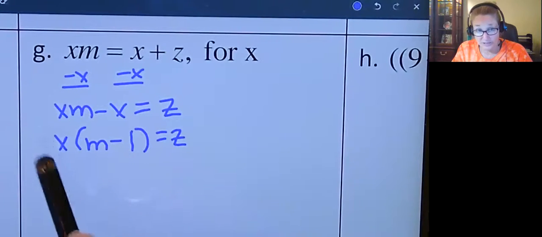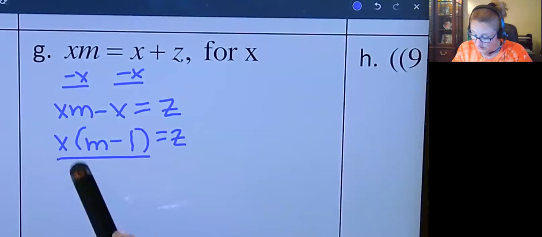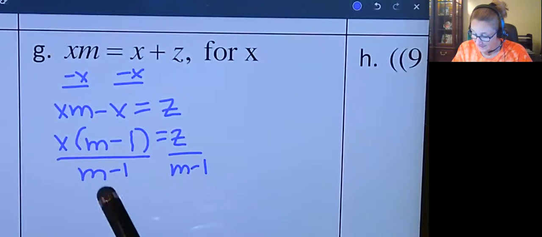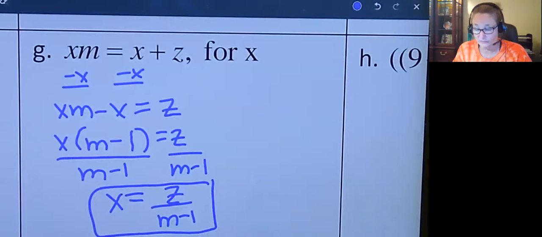I'm going to try to get my x by itself. It's multiplying with this now, so I'm going to divide by m minus 1 on both sides, and I'm left with x is equal to z over m minus 1, and that is your answer.